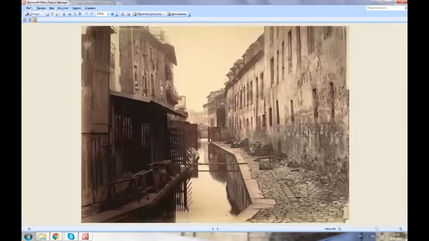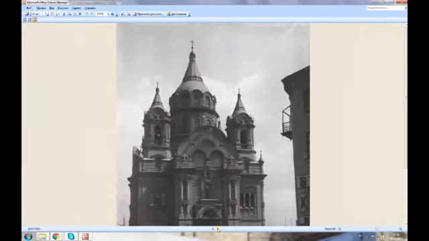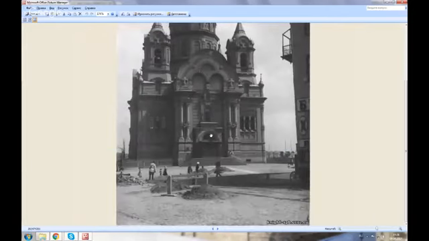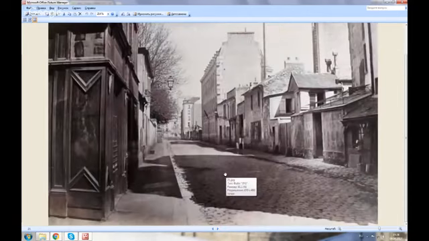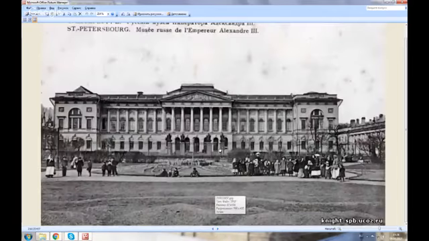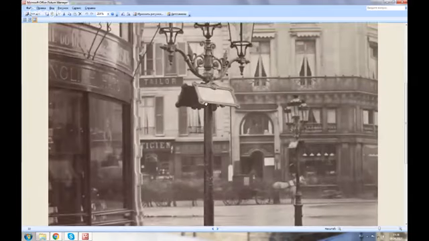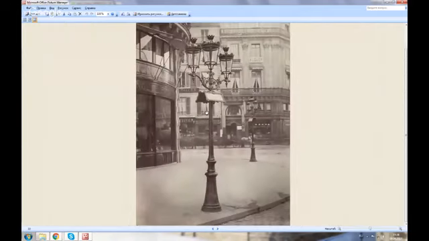Now the Paris one. This is the 20th century. Again, we can see people. 1860s, nobody. 20th century, people. 1860s, either a couple of cabs or nobody at all.